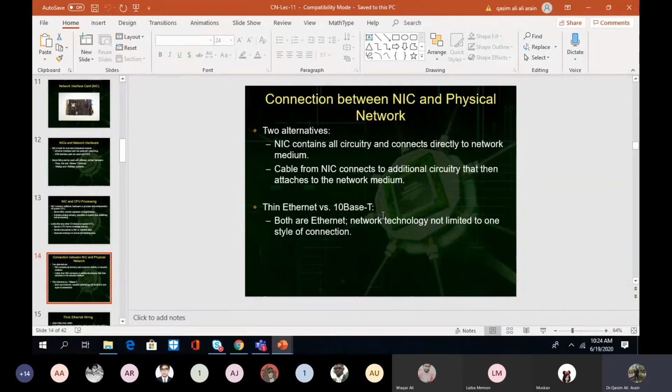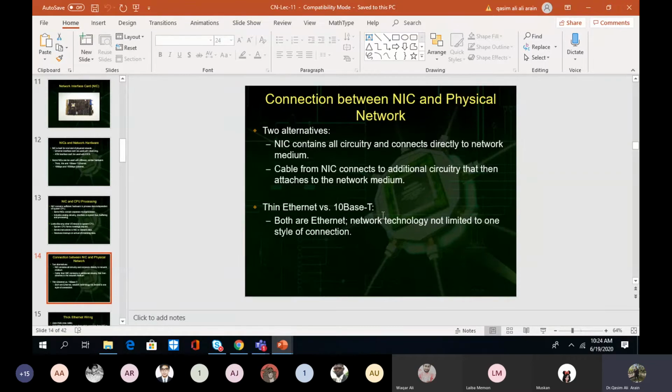Either your NIC is directly connected to the network, right? The other one is a cable from the NIC connecting to additional circuitry, which is then attached to the network medium. We will be discussing both situations in our next slides, but right now you have to understand these two situations, right? Thin Ethernet versus 10BASE-T.